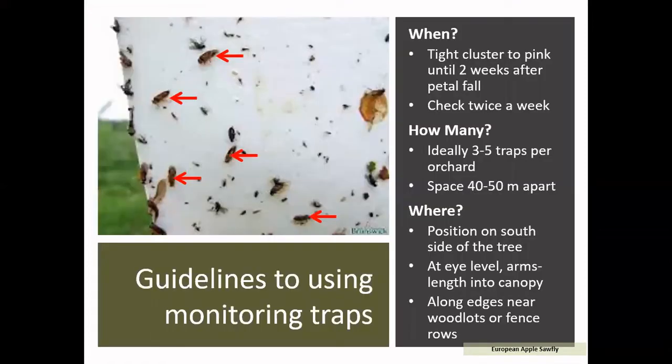So these traps would be hung up about tight cluster to pink to really be able to target that timing as the adults begin to emerge. And that continues on into petal fall as well to be able to determine that threshold timing for a petal fall control product. And you're monitoring as much as possible throughout that time period to really try and be sure what the pressure level is like over that bloom period.